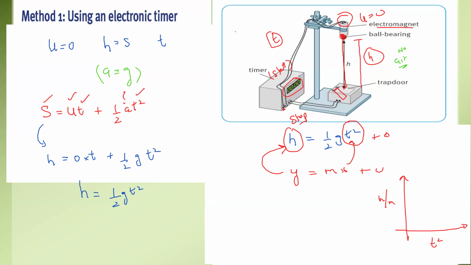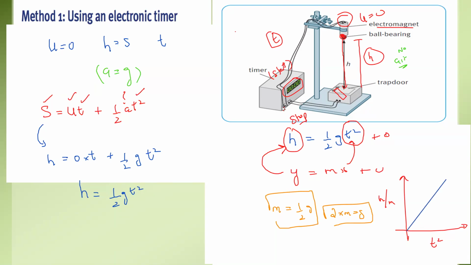It means this graph will start from the origin. So what will be the gradient of this graph? The gradient will be equal to half g, or if I need g, the gradient multiplied by 2 gives the value for g. And what will be the shape of this graph? The gradient is equal to half g, where half is constant and gravity is also constant. Whenever a graph has a constant gradient, it should be a straight line. So the graph between h and t² will be a straight line starting from the origin.